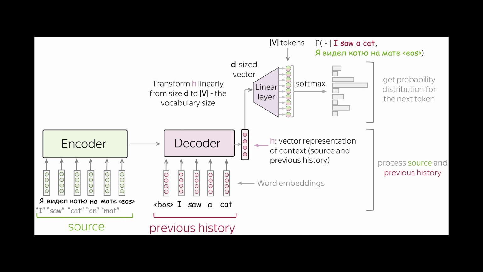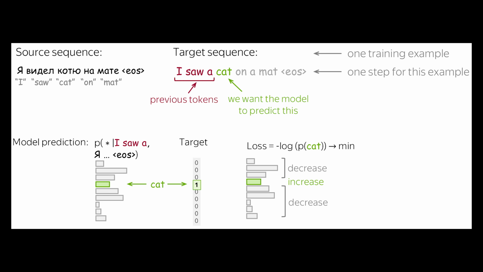In TLDR, this image summarizes the process pretty well. As for training the network, at every time step of the decoder's outputs, we compare its probability distribution output to the real output, which is just a one-hot vector, and use cross-entropy loss to backpropagate.